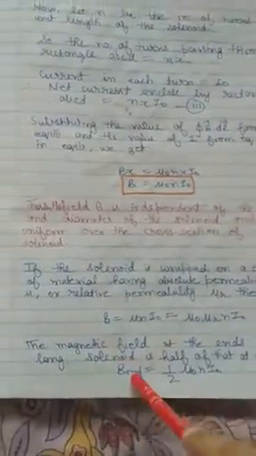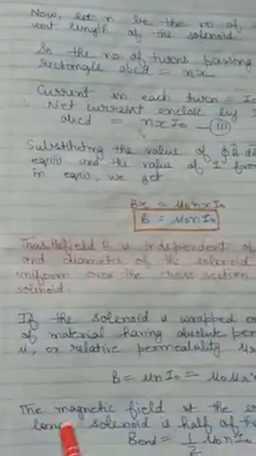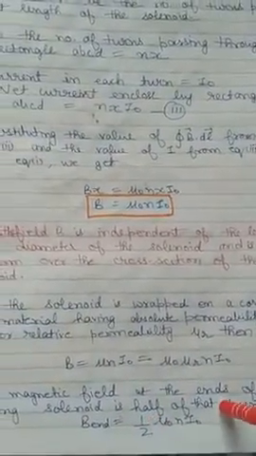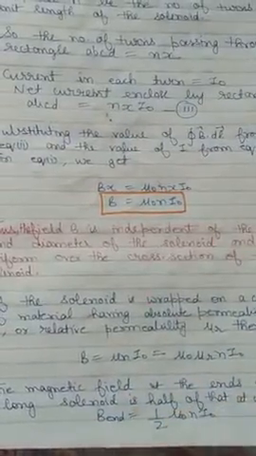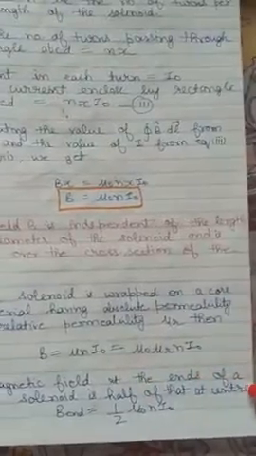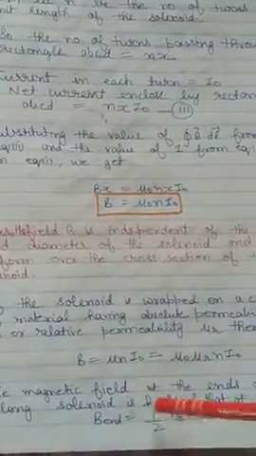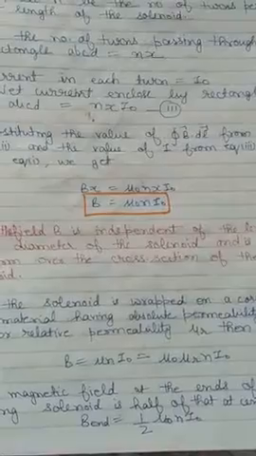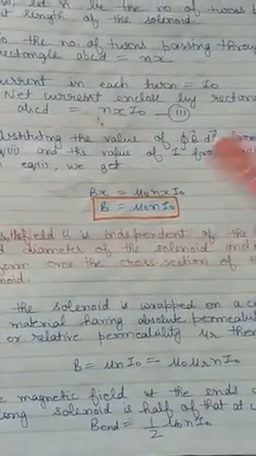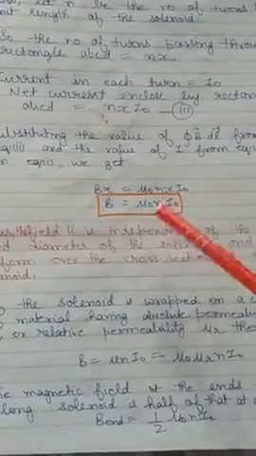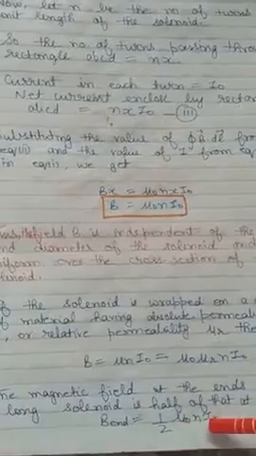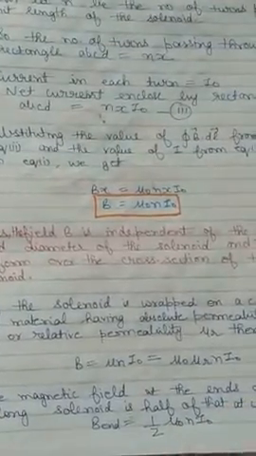Also, the magnetic field at the end of a long solenoid is half of that at the center. So for the total length we have the value of B as mu naught n into I naught, but the magnetic field at the end of a long solenoid is half of that at the center. So at the center we have got mu naught n into I naught, and at the end of the long solenoid we will get half into mu naught n into I naught.